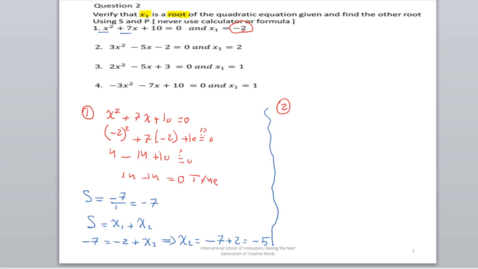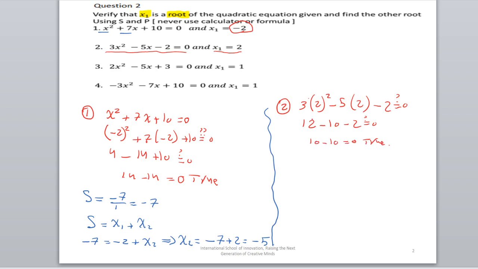Number 2. In number 2 we have 3x squared minus 5x minus 2 equal to 0 and x1 equal to 2. So just substitute: 3 times 2 square minus 5 times 2 minus 2. Is it equal to 0, question mark? 2 square is 4, 3 times 4 is 12, minus 5 times 2 is 10, minus 2 equal to 0. Yes, it's equal to 0. This with this becomes 10 minus 10 equal to 0. True, so it's a root.